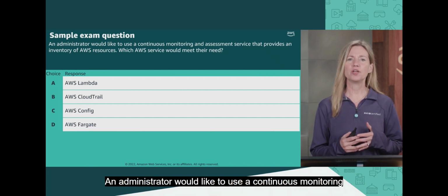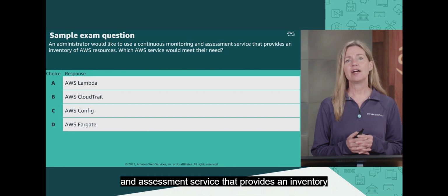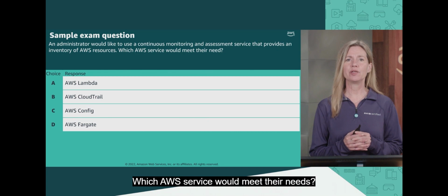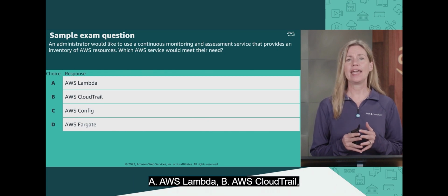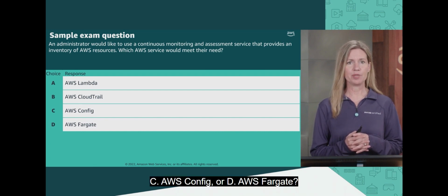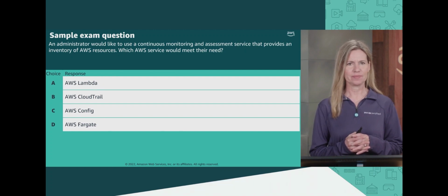An administrator would like to use a continuous monitoring and assessment service that provides an inventory of AWS resources. Which AWS service would meet their needs? A, AWS Lambda. B, AWS CloudTrail. C, AWS Config. Or D, AWS Fargate.